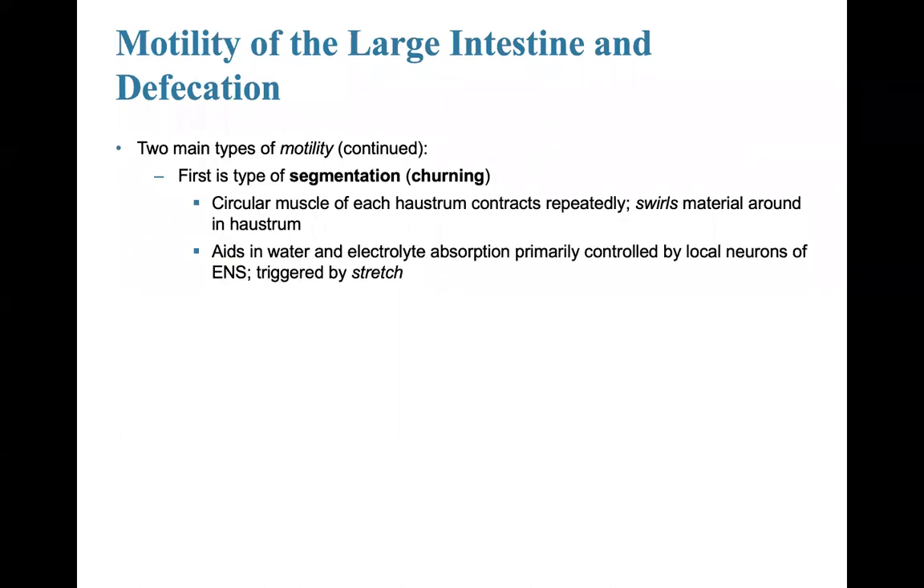The first is segmentation, which is that churning action. The circular muscles of each haustrum contract repeatedly, swirling the material around in the haustrum. This aids in water and electrolyte absorption, primarily controlled by local neurons of the enteric nervous system, which is triggered by stretch.